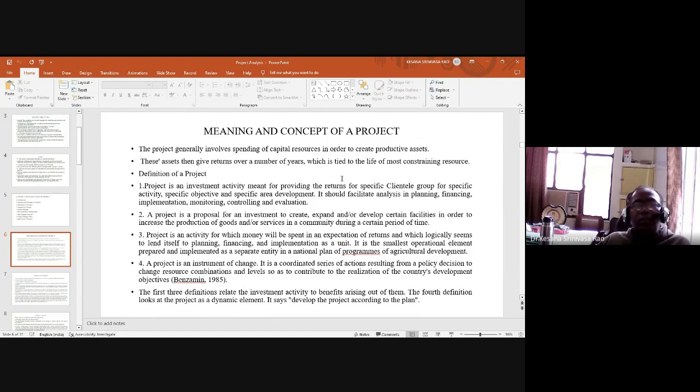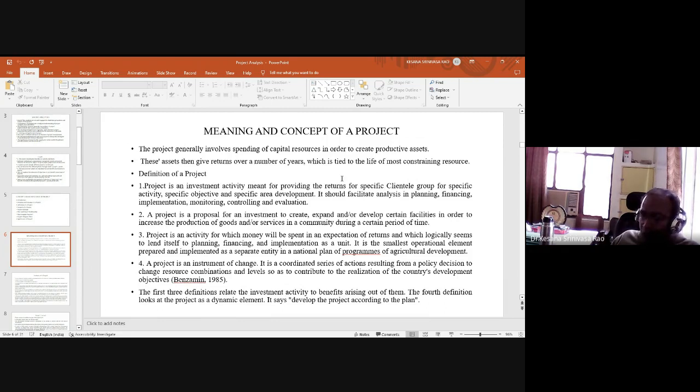These are again the returns over a number of years, which is tied to the life of the most constraining resource. As you all know, resources are scarce. Resources are not that easily available; they have a lot of constraints. You also know how much effort you have to put in to obtain a good number of resources. Especially if you want to deal with any type of project, funding is most important, as I have told you.